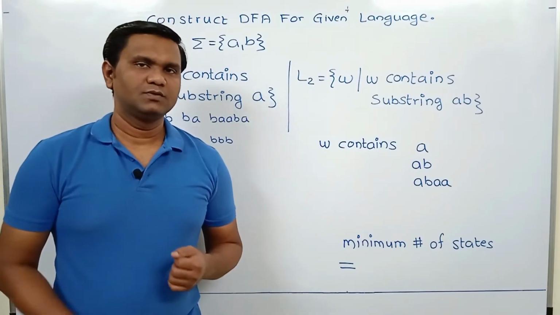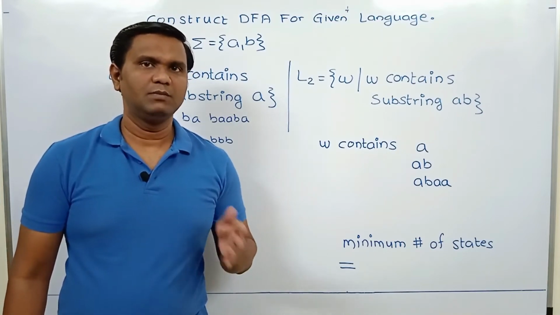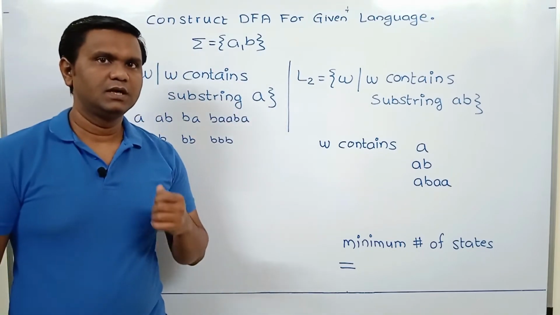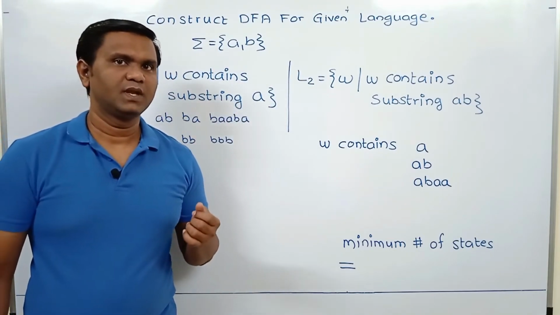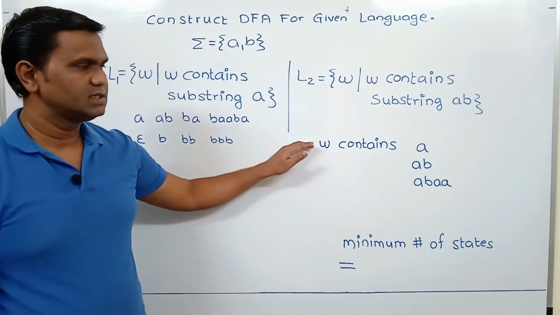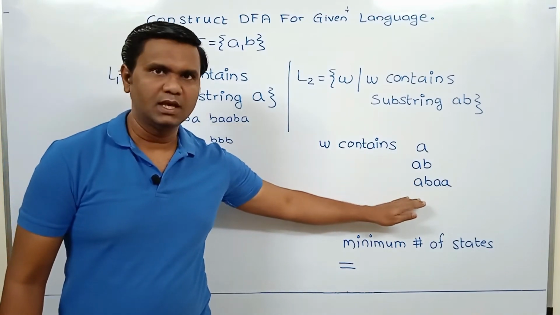So in last lecture, we designed DFA for W starts with A or AB. Now this is another standard problem statement: W contains substring. In this lecture, we are going to design DFAs for W contains substring A, W contains substring AB, and then ABAA.